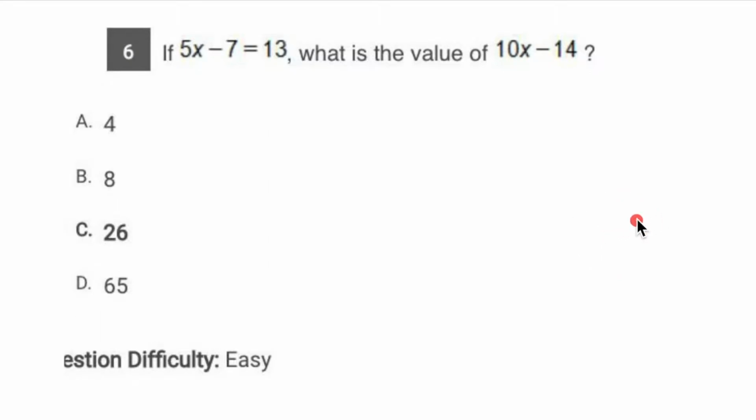I'm just going to show you a shortcut on this one. One way you can do this problem is to solve it for x and then substitute x into this problem. Or there is a little bit of a shortcut. You'll notice that this 10x minus 14 is a multiple times 2. It's this times 2, so 5 times 2 gives you 10x, 7 times 2 gives you 14. So to get your correct answer, you just take 13 times 2, and you get 26. And again, just look for those patterns. It speeds the problem up, or you can just solve it for x and then substitute it in.